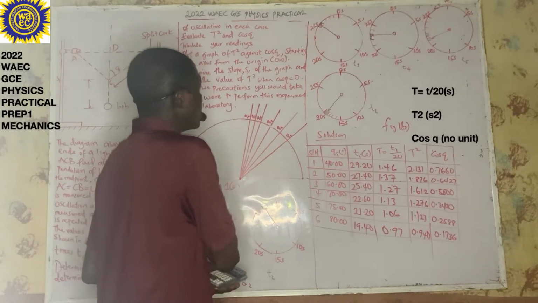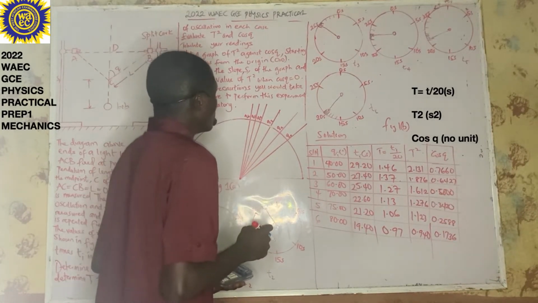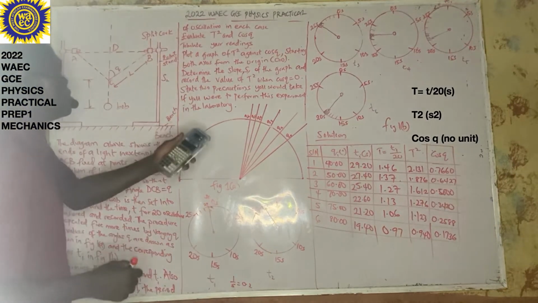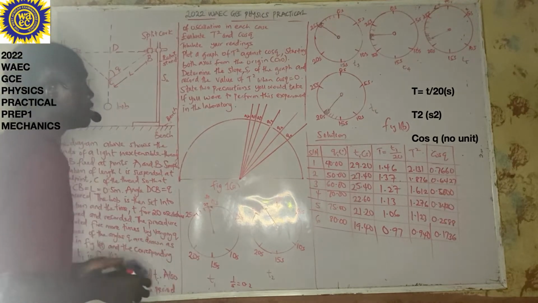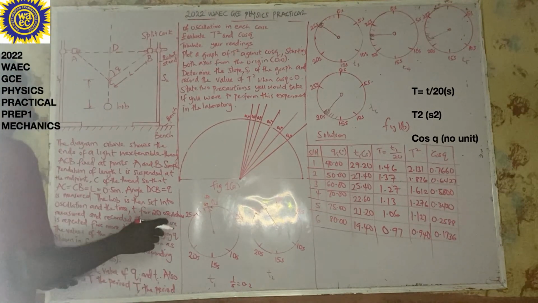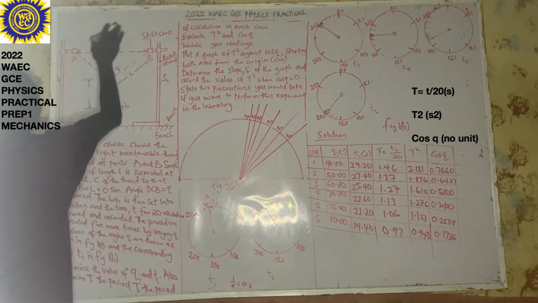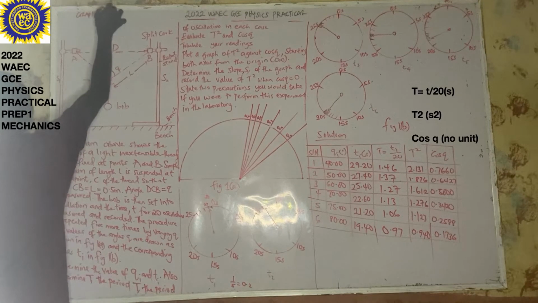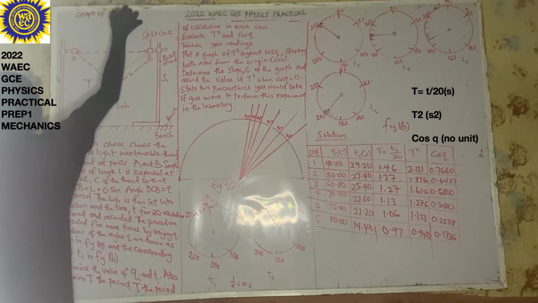So now, what are we to do here? After getting our table of values, what are the things we need to do? We have already done the table. Plot a graph of t squared against cos q. Now we have to plot the graph of t squared, and I'm going to write it here. Please follow me because I'm going to add my graph now. Graph of t squared against cos q.